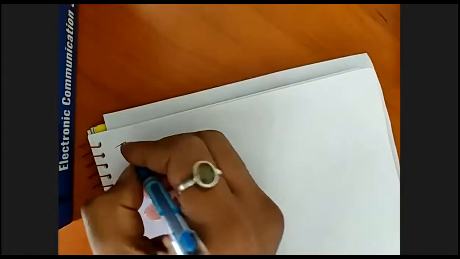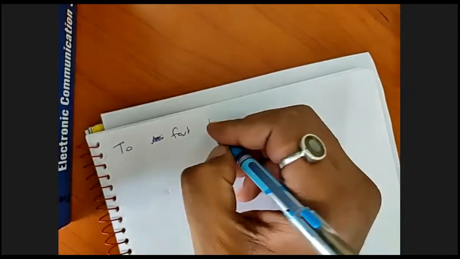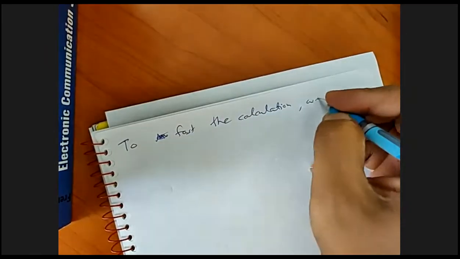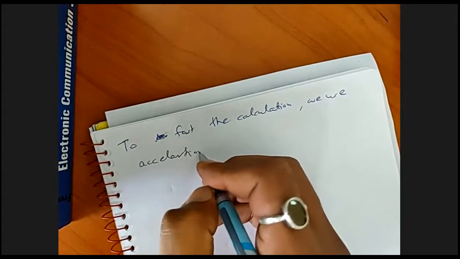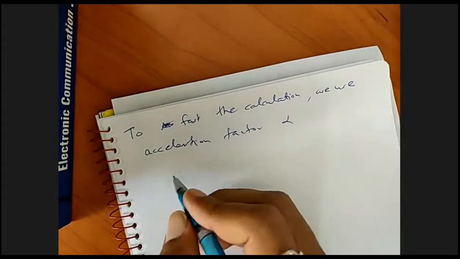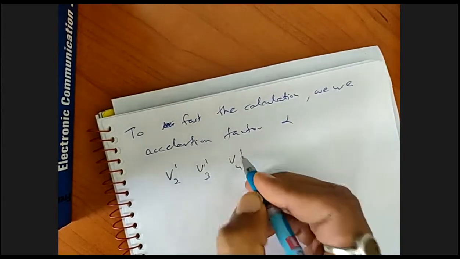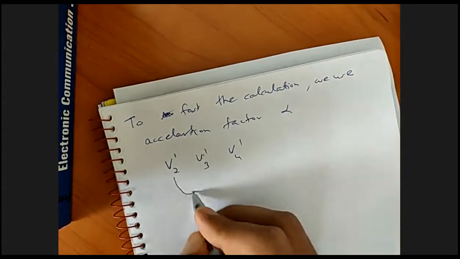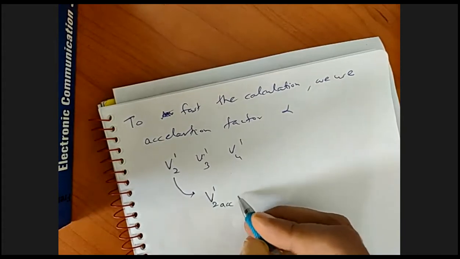And to speed up the calculation, we use an acceleration factor alpha. So what we were doing till now was calculating V21, V31, V41 and keeping those. Instead of V21, we will use V21 accelerated.